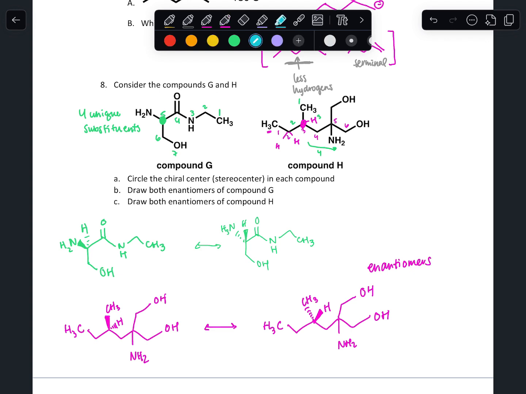If you caught the original recording, I misidentified this center. This center is not a chiral center because these are both methanol groups, or a methyl hydroxy. So we don't have 4 unique substituents at that spot.